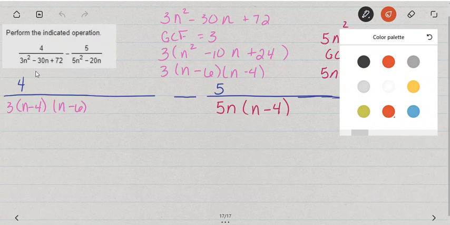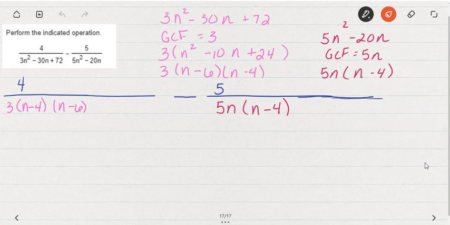What I've done off to the side is I've factored the 3n squared minus 30n plus 72, and I factored the 5n squared minus 20n, and I've rewritten both of the fractions. Now when I write this, I write them with an exaggerated fraction bar, so I make that fraction bar longer, and I write it in factored form. So rather than copy this problem down, I write it with an exaggerated long fraction bar, and I factor that denominator.